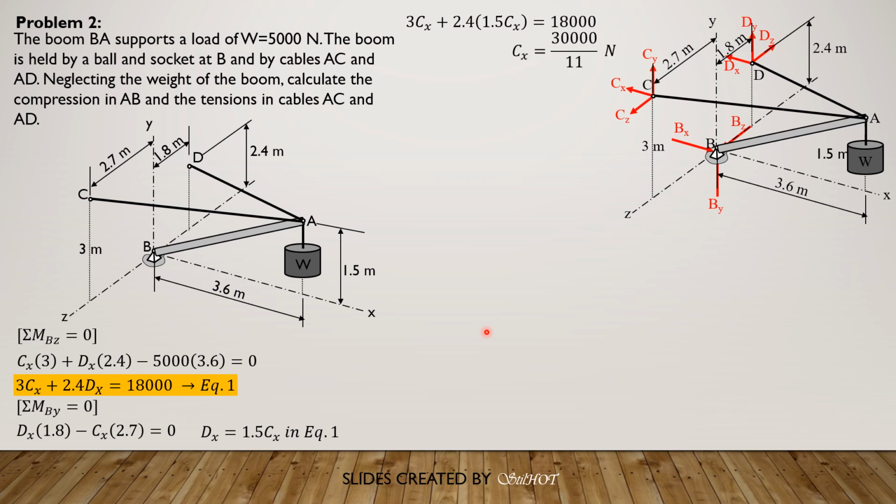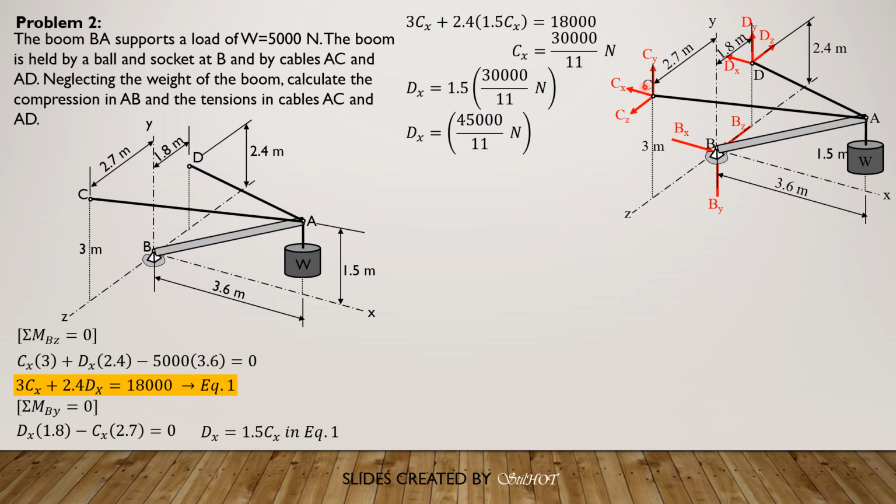It is 30,000 over 11 newtons. Then DX is 1.5 of 30,000 over 11. So that would be 45,000 over 11 newtons. So knowing the x components of tension at C and D, we can compute now the tension by the equal ratio, which is CX as to the x distance 3.6 equals tension in AC as to the length of AC.